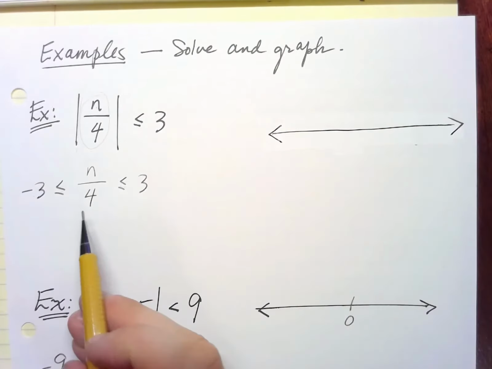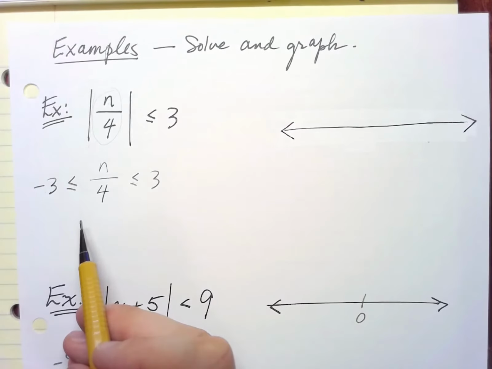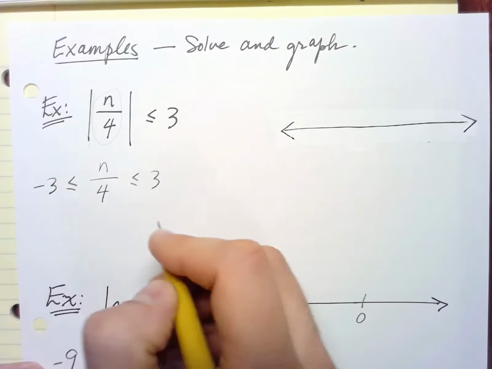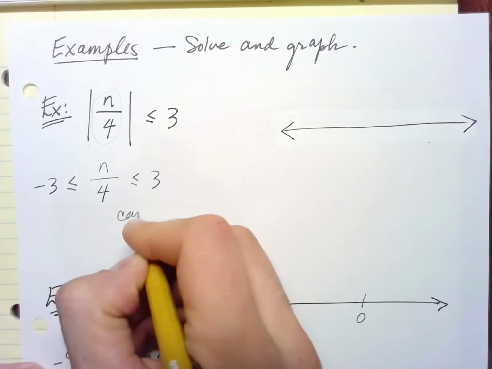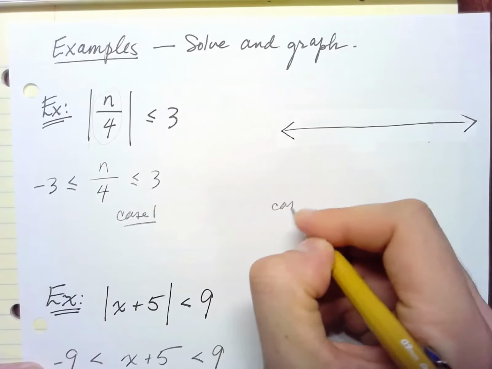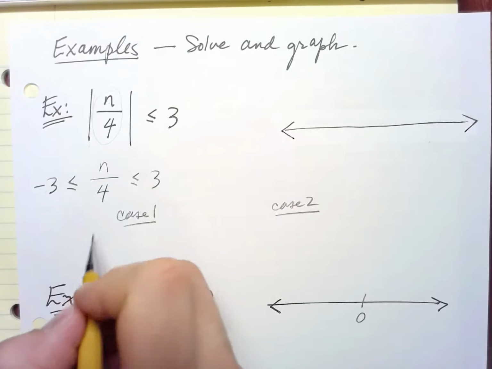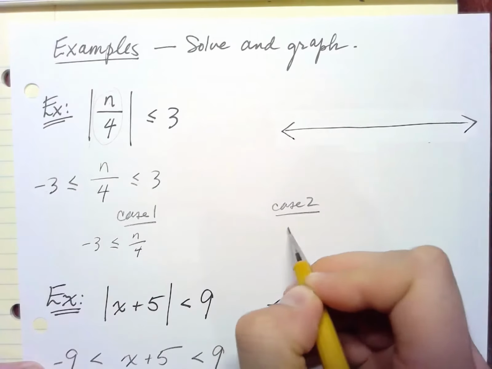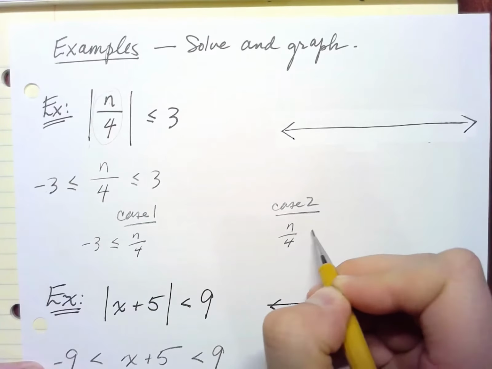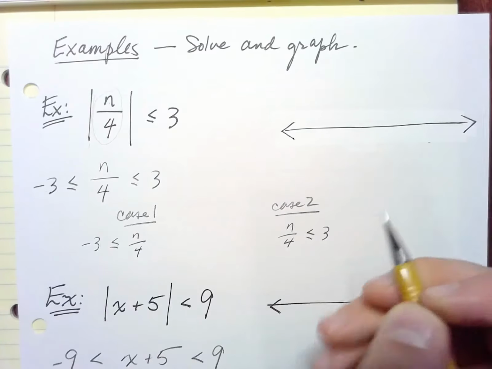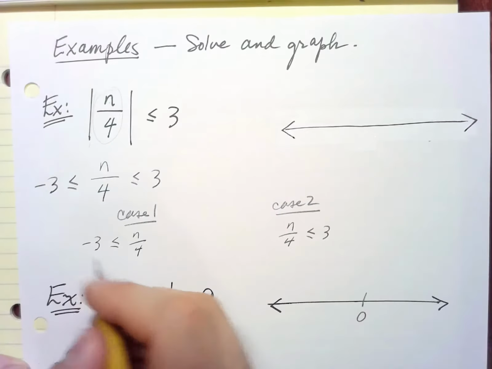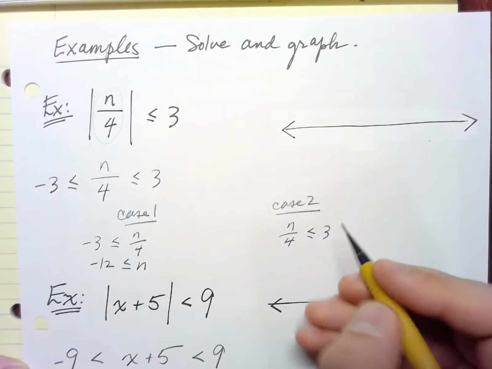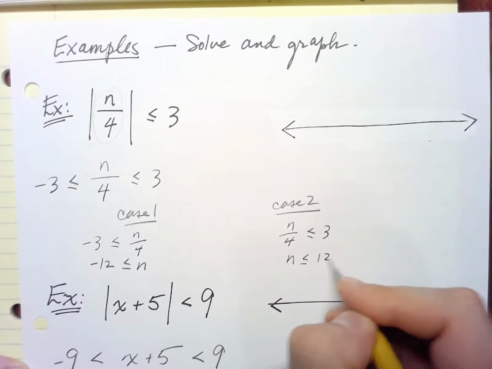And so now that we're in this position, we can use the rules about compound inequalities that we know to split these apart. So we just split this apart, and we have our case 1 and our case 2. And so the case 1 would be negative 3, and here we would have this one. Of course, we're multiplying by 4, so we have negative 12. We're not changing the sign. And here we're multiplying by 4, and we're not changing the sign.